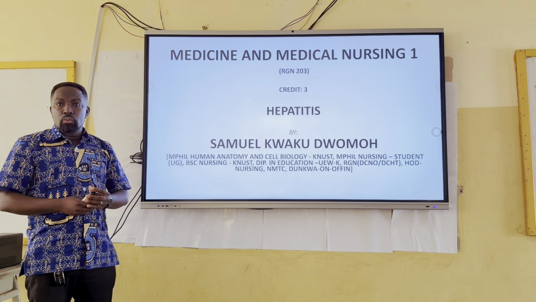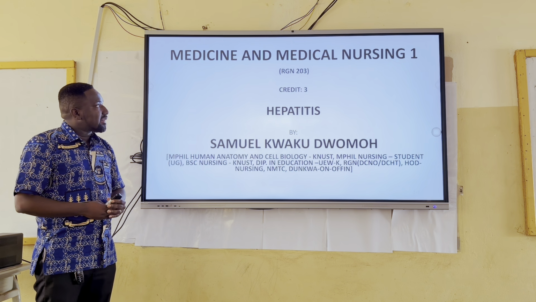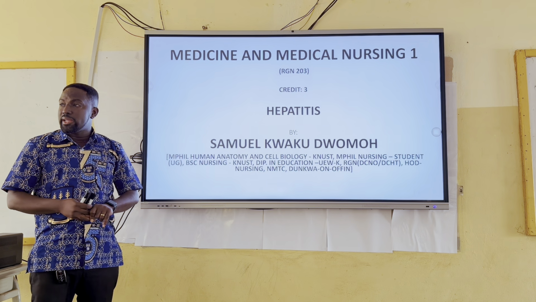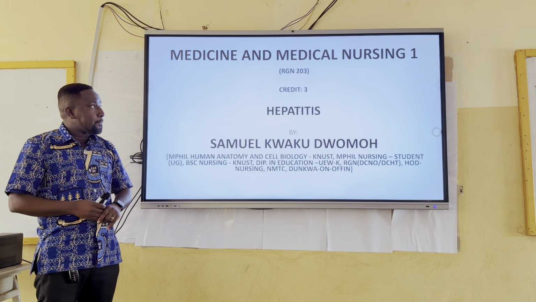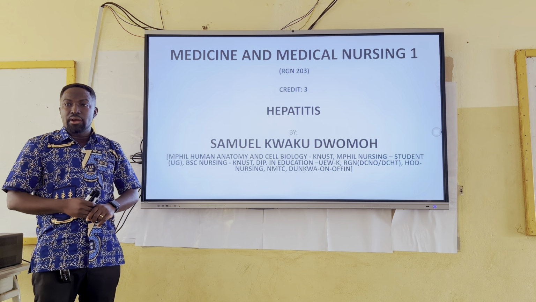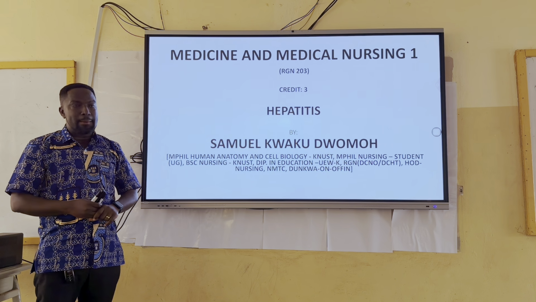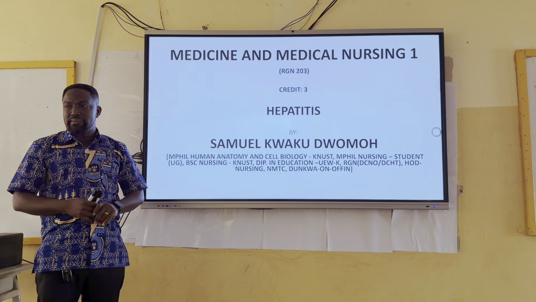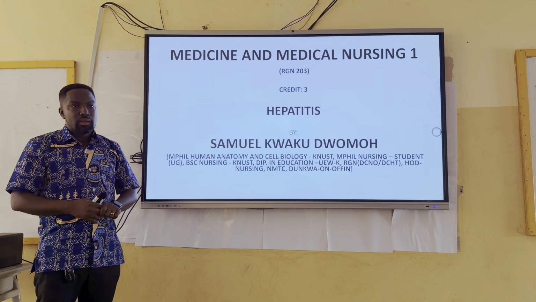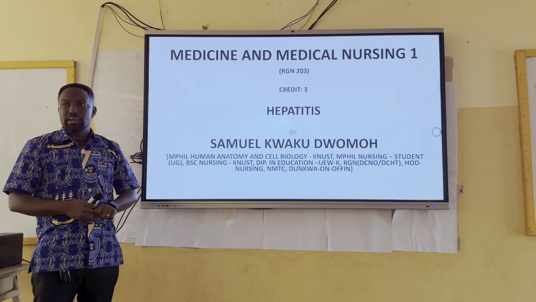We continue with our lecture this morning in Medicine and Medical Nursing 1. The course code is RGN 203. It is a 3-credit hour paper. Last week we discussed HIV/AIDS, and today we want to talk about hepatitis.